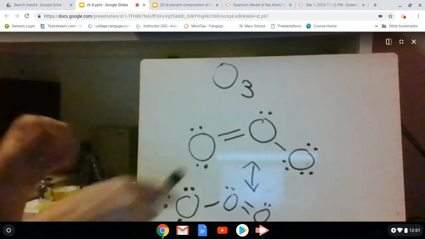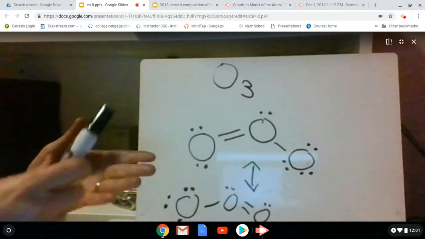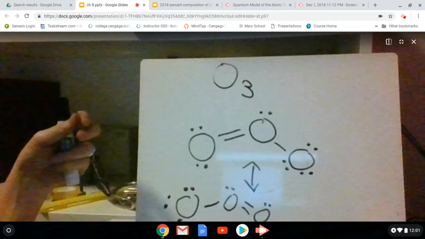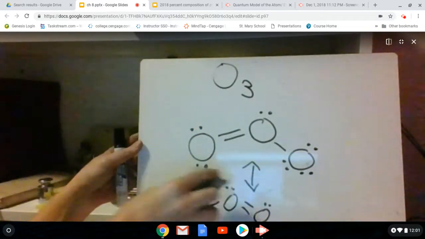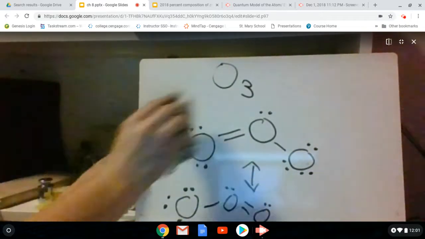Typically, we see resonance structures when we have a double bond with oxygen. And we see this a lot with our polyatomic ions like sulfate and nitrate and phosphate. And so that's what we mean by resonance structures.